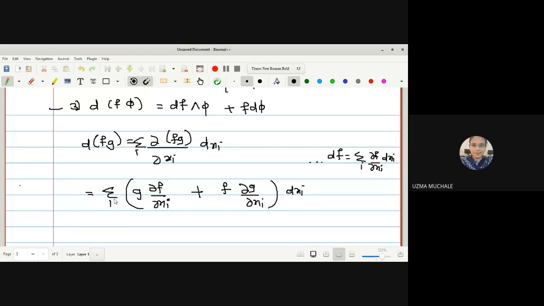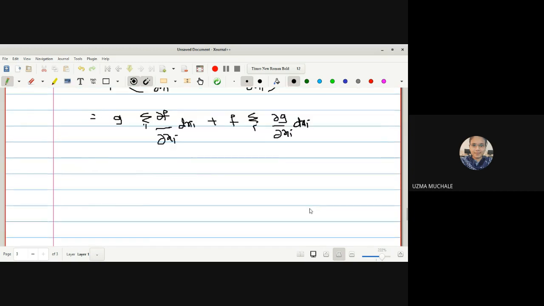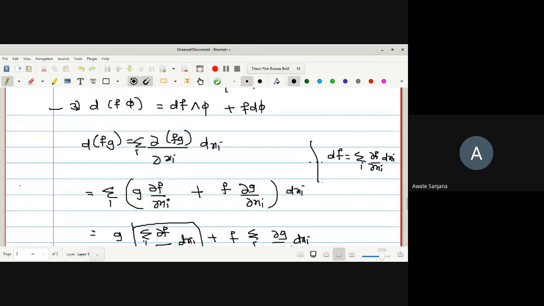What I have written, simply partial derivative मैंने evaluate किया है, जो भी हम product rule के लिए use करते हैं, right? After that, what I have to do, I will keep this g outside and I will take this summation over i of derivative of f with respect to xi dxi, because g is independent of the summation, right, plus f as it is, summation over i of derivative of g with respect to xi dxi, okay, which is equal to g as it is. What is the value of this one from this equation? Can anyone tell me? df.